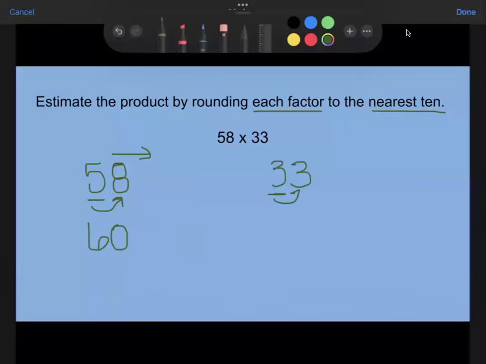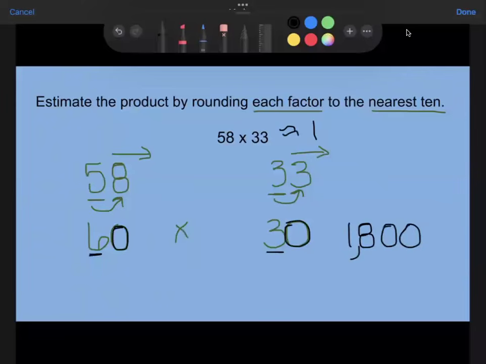Now for 33, I look to the right of the underlying digit, and that is 4 or less. That means the underlying digit stays the same. So that's going to remain a 3, but everything to the right of the underlying digit becomes a 0. So that means to estimate this, I need to multiply 60 times 30. So I'm going to focus now on the digits that are not zeros, the 6 and the 3. Well, 6 times 3 is 18. And now I'm going to add the 2 zeros from the original problem to the end of the 18. So that means the product of 58 times 33 is about 1,800. So remember, it's not exactly 1,800, but it is about that much.